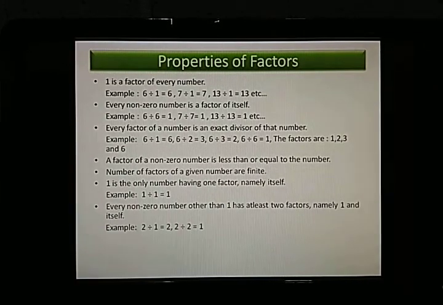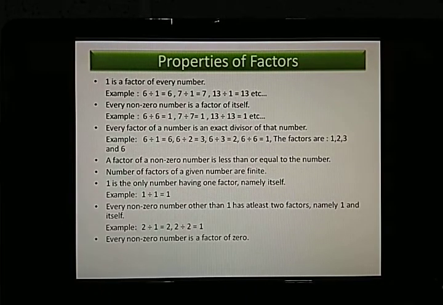So you can see how many factors a number will have. It will have at least 2, except 1. One will have only one factor. Other than 1, all the numbers will have at least 2 factors, that is 1 and itself, at least.